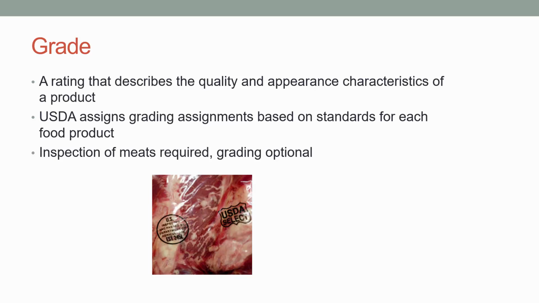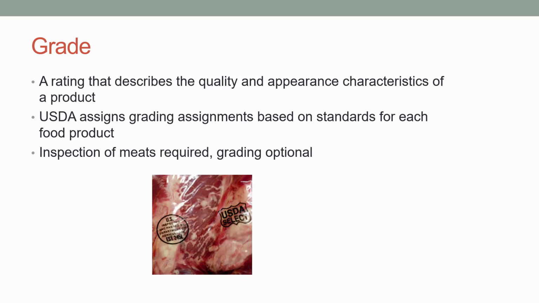So we're going to briefly talk about grade. And grade is a rating that describes the quality and appearance characteristics of a product. So the inspection of meats is required, but grading is optional. The grading gives us some more information about the quality, the appearance, the marbling, different things like that.